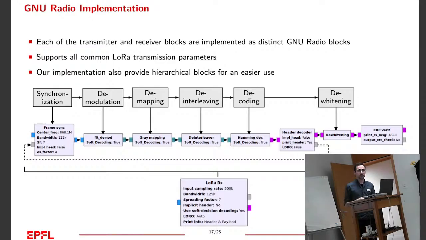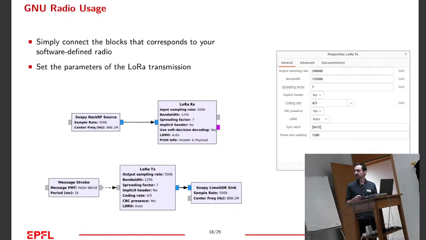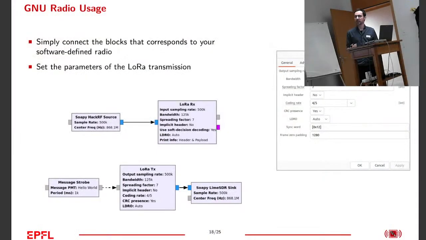Then to use it, it's quite simple. You choose if you want a transmitter or a receiver, or both, and you connect a block that will represent your radio. If you have a HackRF, then you take the block that HackRF provides, or the one you find in GNU Radio by default. For the transmitter, you just need to add the message that you want to transmit. Then you fill in some parameters. Maybe it's too small for people in the back, but they are the standard LoRa parameters, like the bandwidth, the spreading factor, the code rate, etc. If they match between the transmitter and the receiver, then you get your data.